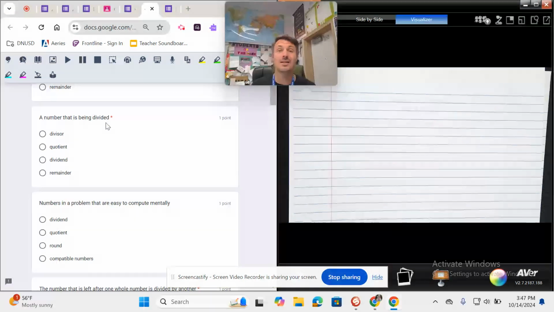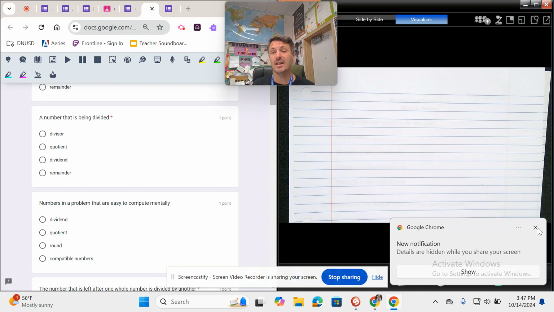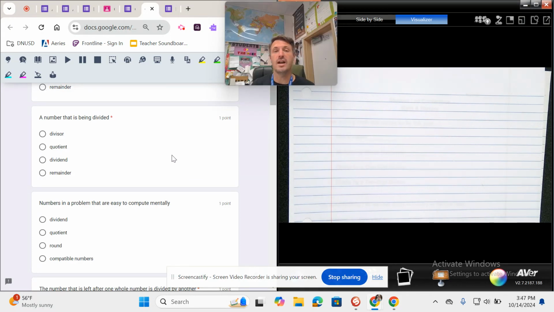Next, a number that is being divided. Remember that with every division problem, you have the dividend, which is divided by the divisor, and the answer is the quotient. So the number that's being divided is the dividend. It's divided by the divisor. So in an example like 21 divided by 7 equals 3, 21 is the dividend, 7 is the divisor, and 3 is the quotient. So dividend divided by divisor equals quotient.